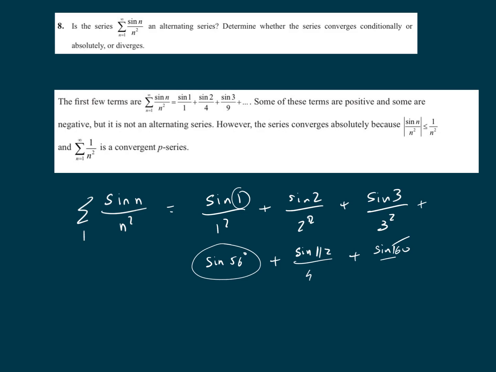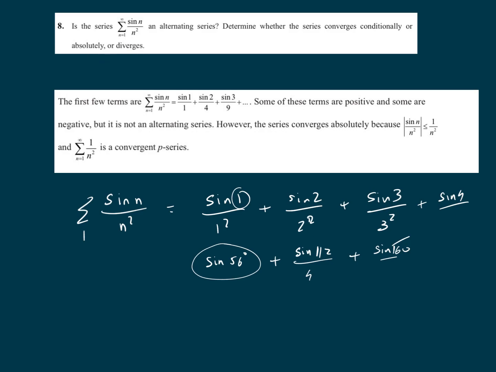It becomes negative with sine of 4. Sine of 4 radians is negative, but this is not an alternating series in the sense that the sign is not changing: positive, negative, positive, negative. This is not what is happening. So the series is not an alternating series. So determine whether the series converges conditionally or absolutely or diverges.